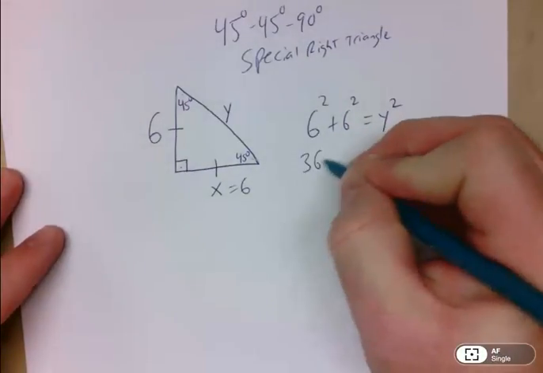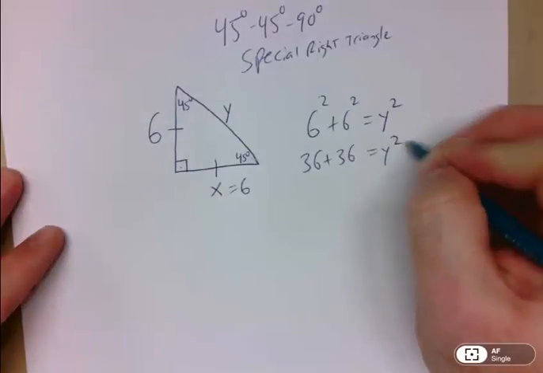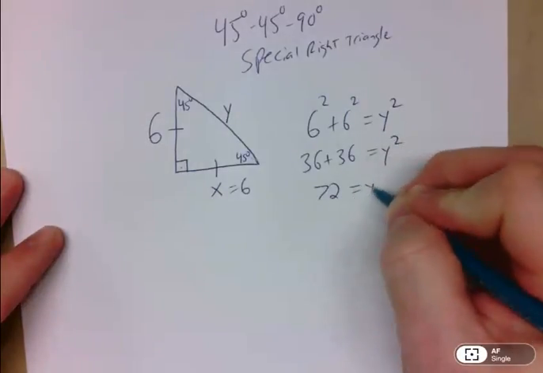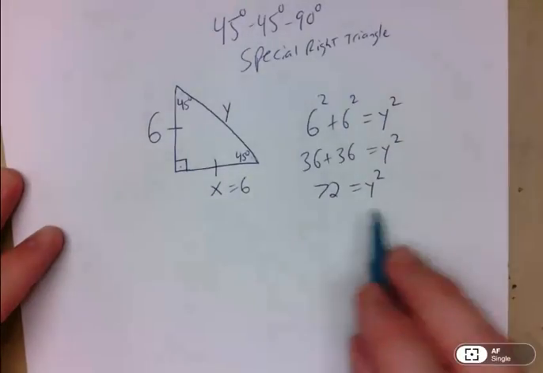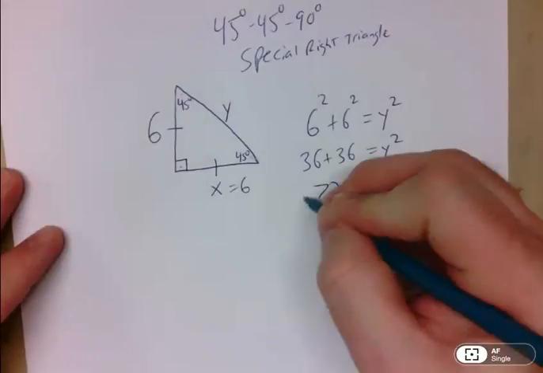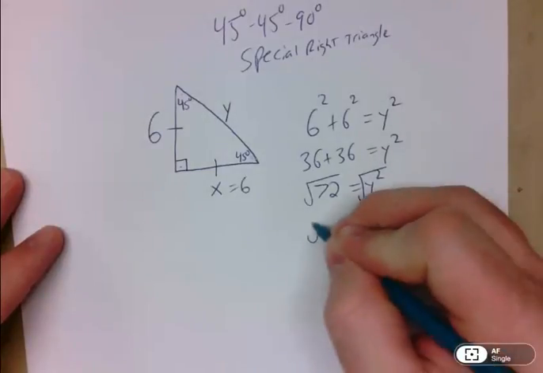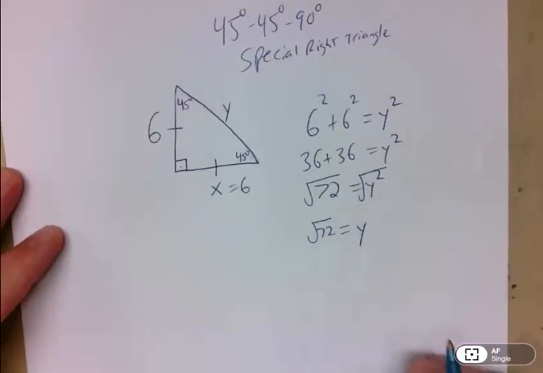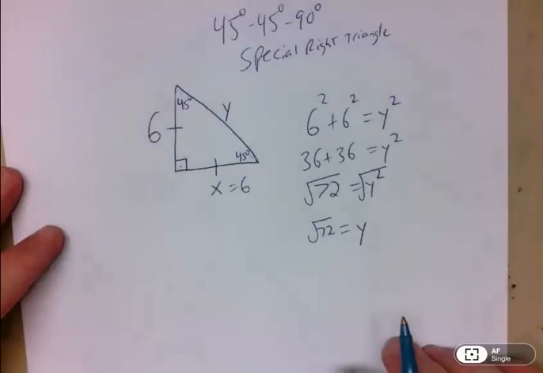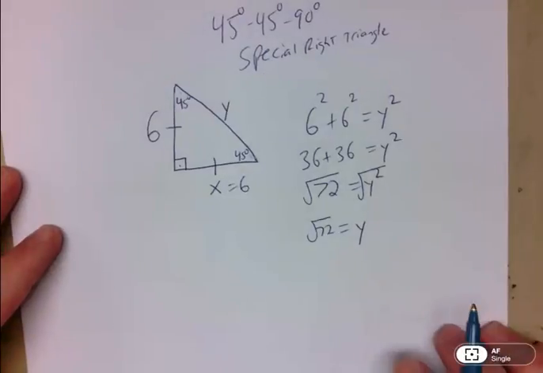This would be 36, 36. That would be 72. And then I need to take the square root of both sides. So if I take the square root of both sides, I get y equals the square root of 72. But of course, I'm going to need to simplify that, not decimal form, just simplest radical form. So let's do that.